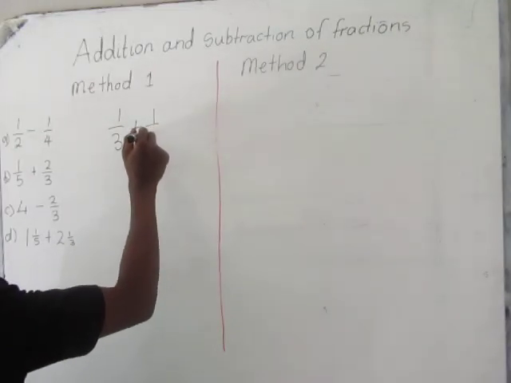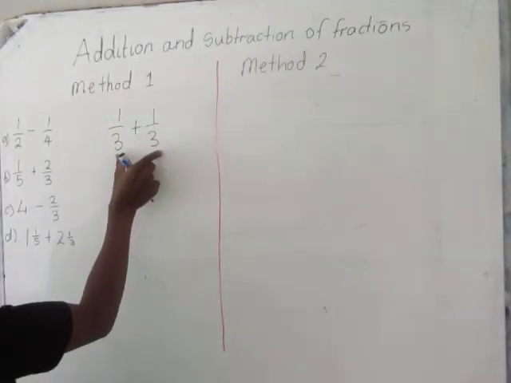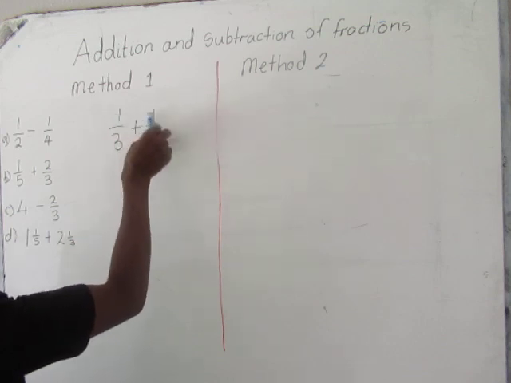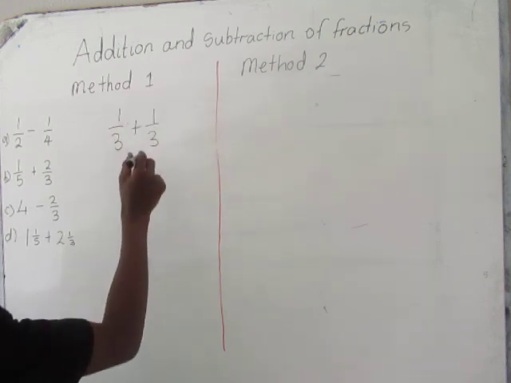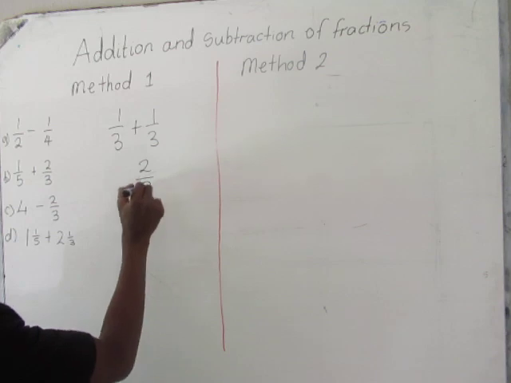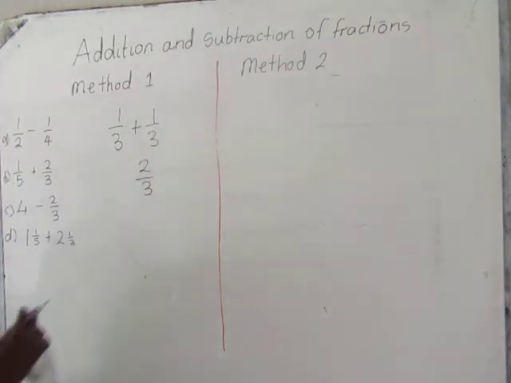Suppose you have, let's say, 1 over 3 plus 1 over 3. Then since the denominators are the same, we can add the numerators, which becomes 1 plus 1, that's 2 over 3. That's our final answer.